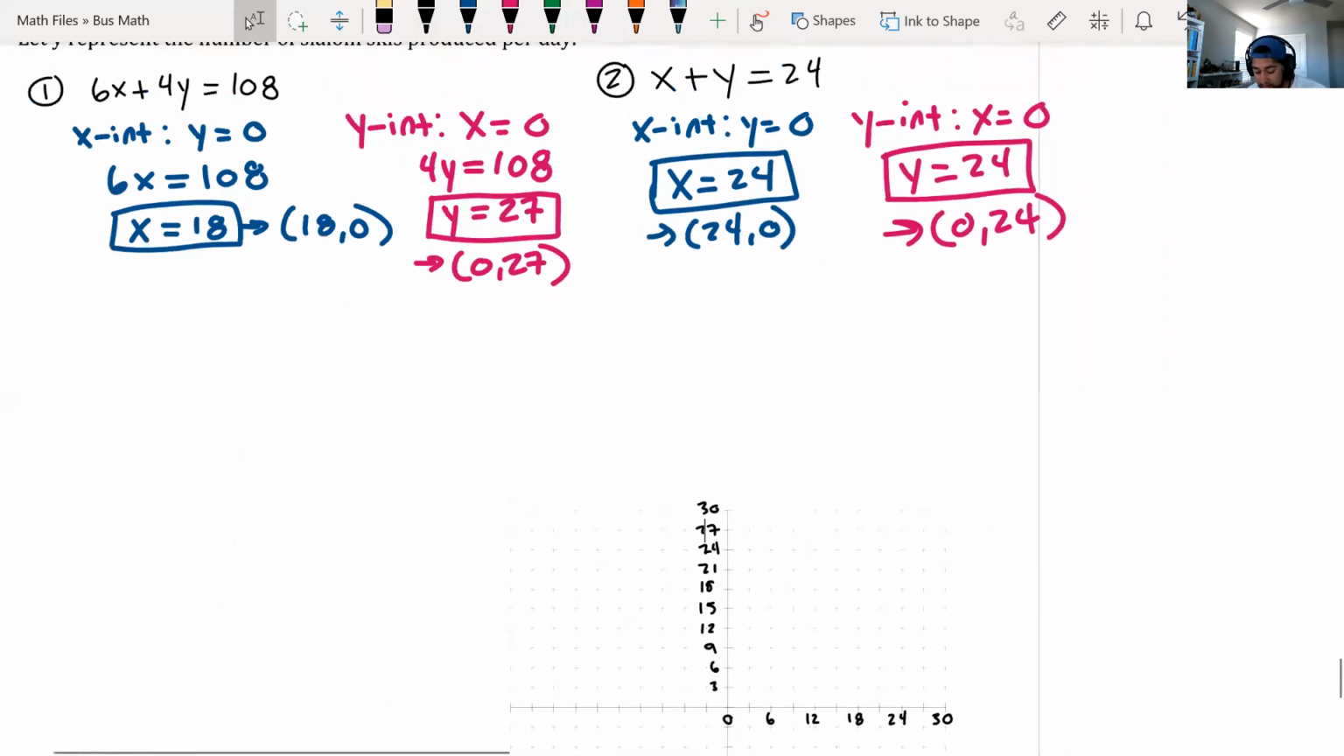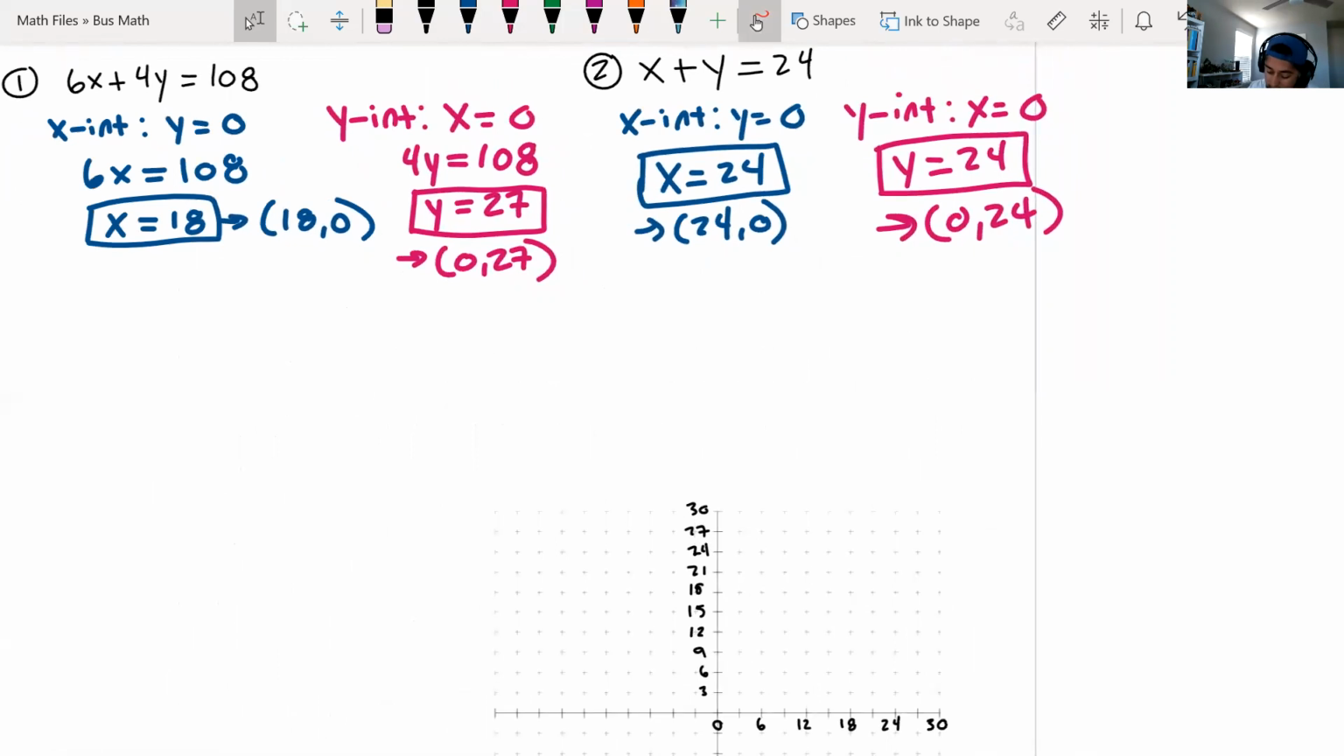Now let's plot everything we're given. My first line is going to be purple. So x equals 18, that's going to be a point right there. And then y equals 27, which is up here. So I just connect those.